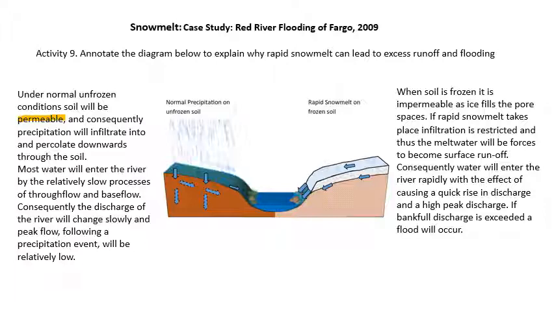Most water will enter the river by the relatively slow processes of throughflow and baseflow. Okay, and I should have also highlighted the words infiltrate and percolate.